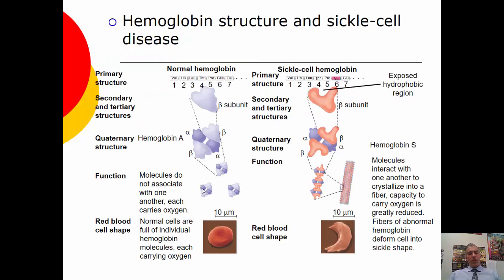So here's normal hemoglobin right here. Valine, histidine, leucine, threonine, proline, glutamine, glutamine. Notice we changed the glutamine to a valine. That's the one change that we make. That's it in the whole thing. And there's thousands and thousands of these amino acids. We change one of them.